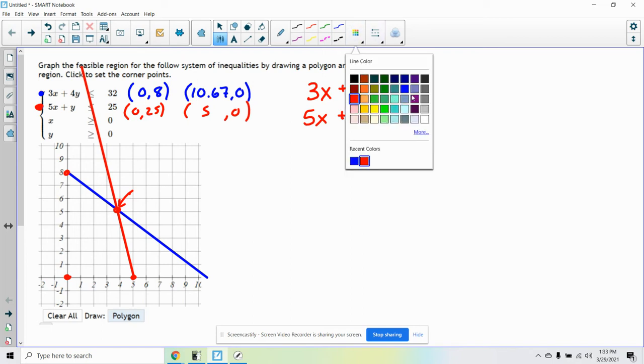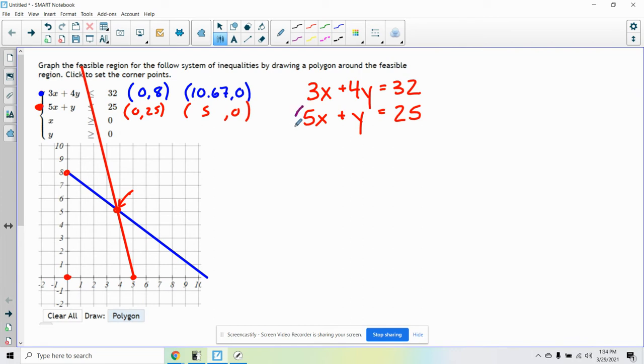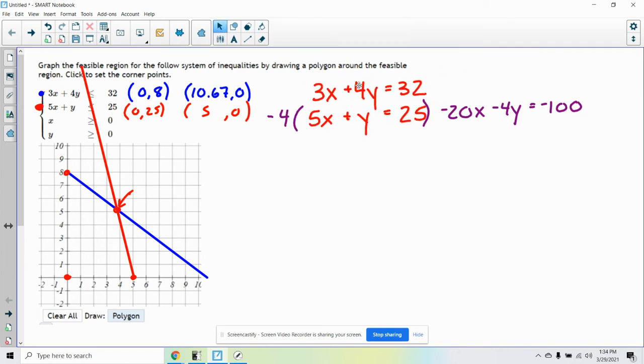So I'm going to solve this system using any method. I'm going to use elimination. So I'm going to multiply the bottom equation by -4. So I get negative 20x minus 4y equals negative 100. Now I can just take the top equation. I'm going to rewrite the top: 3x plus 4y equals 32. Now I'll add them together, and the y should cancel out.